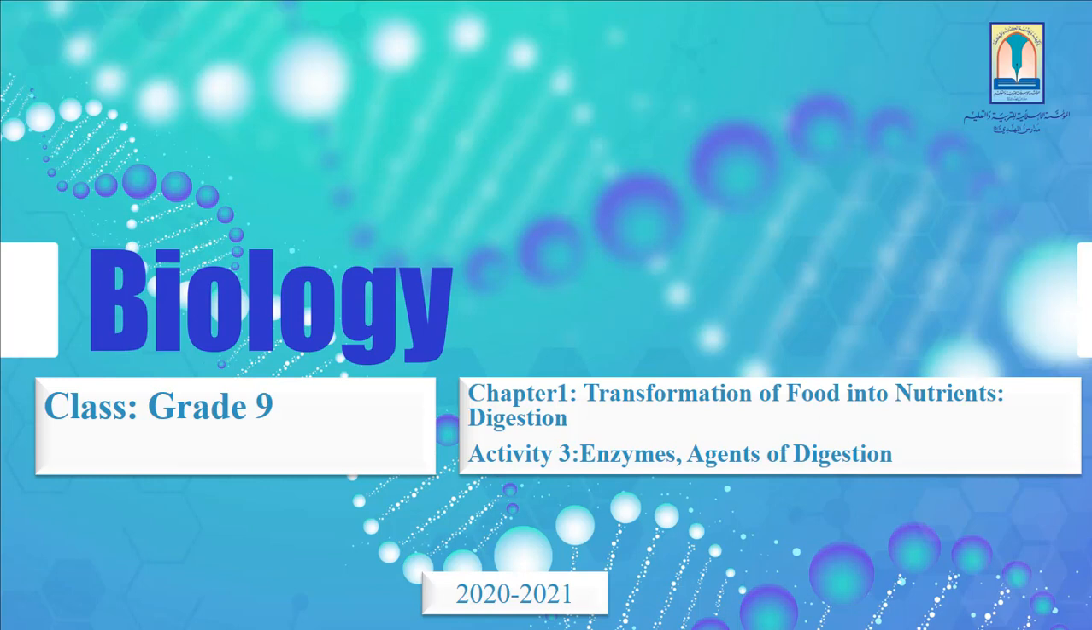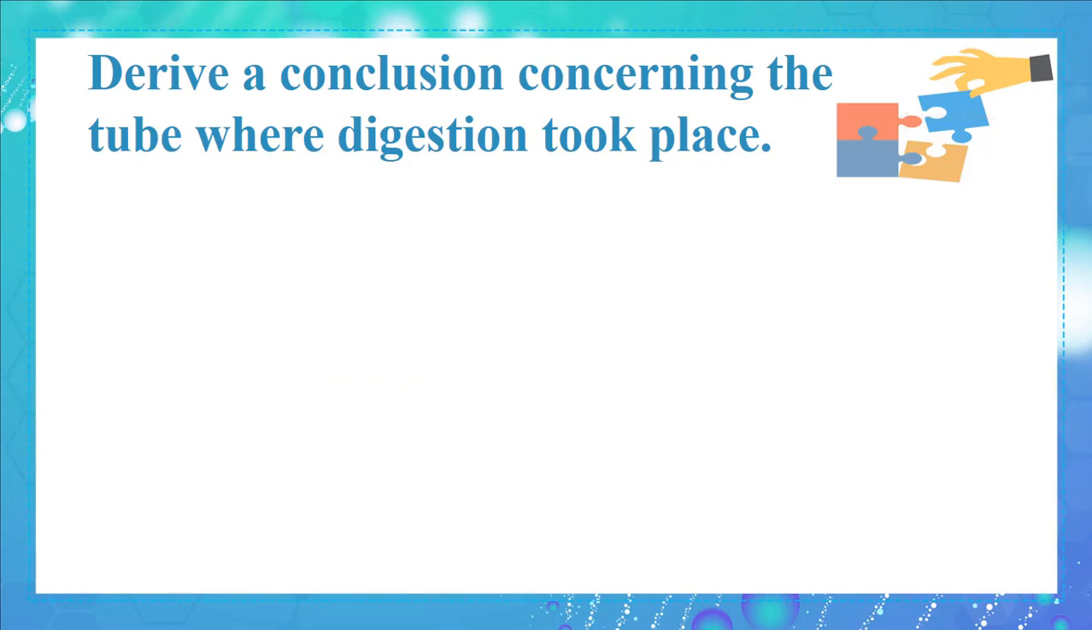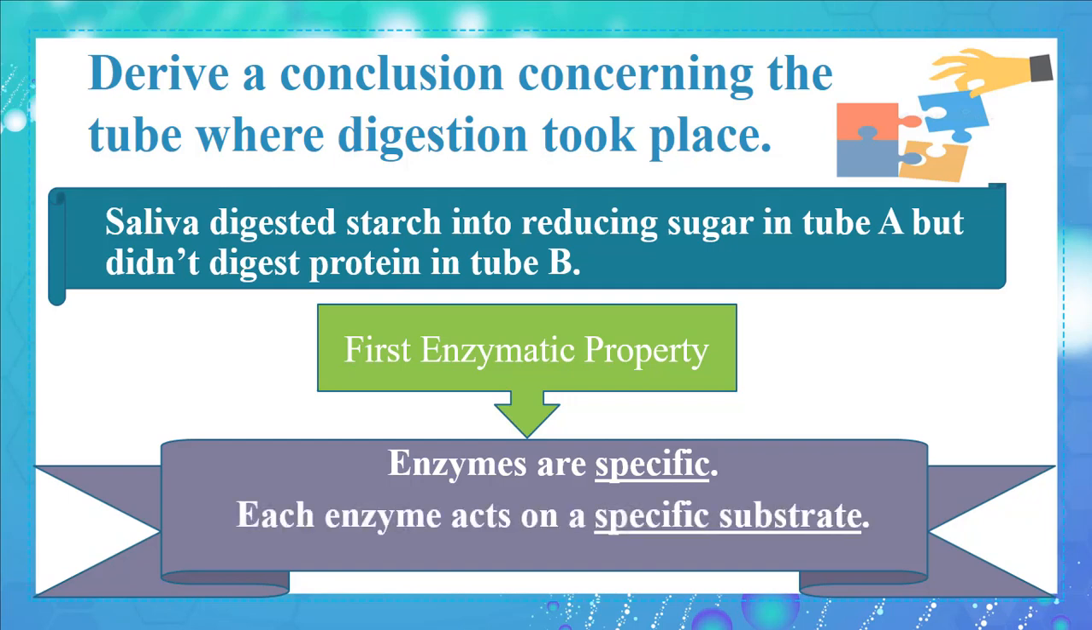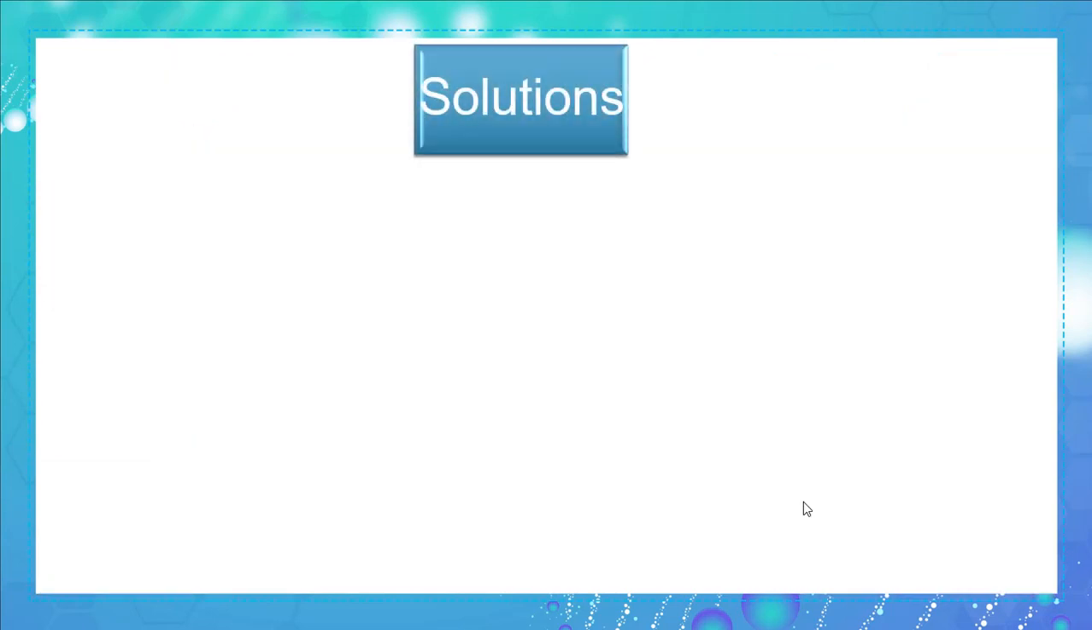In this video, we will continue studying about the enzymatic properties. Recall that in the previous video, we ended up with the first enzymatic property, which is enzymes are specific. Each enzyme acts on a specific substrate. Before we move to the next enzymatic property, let's introduce the types of solutions.